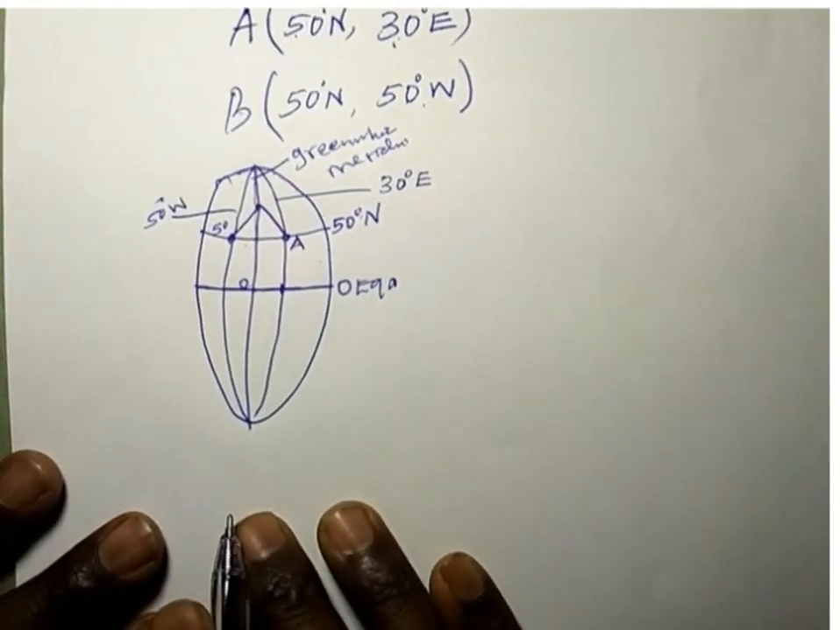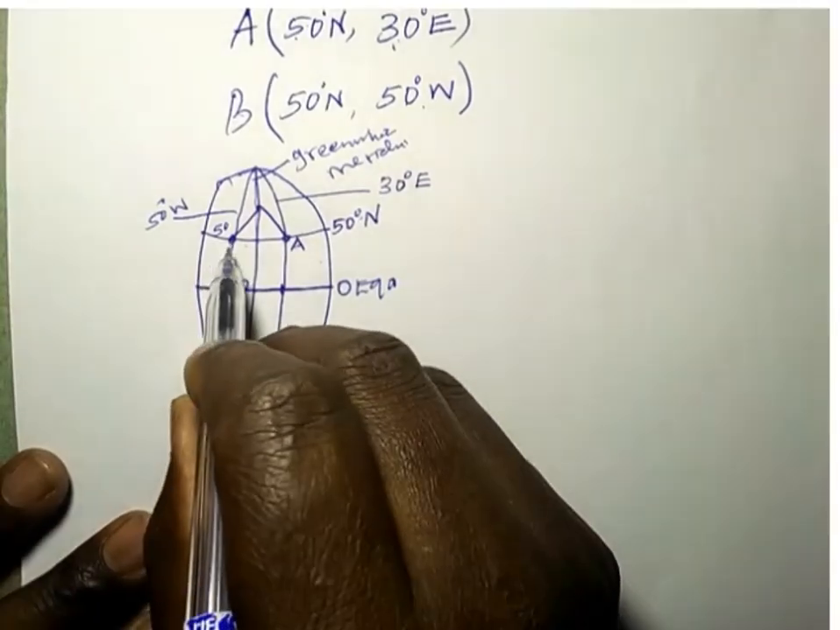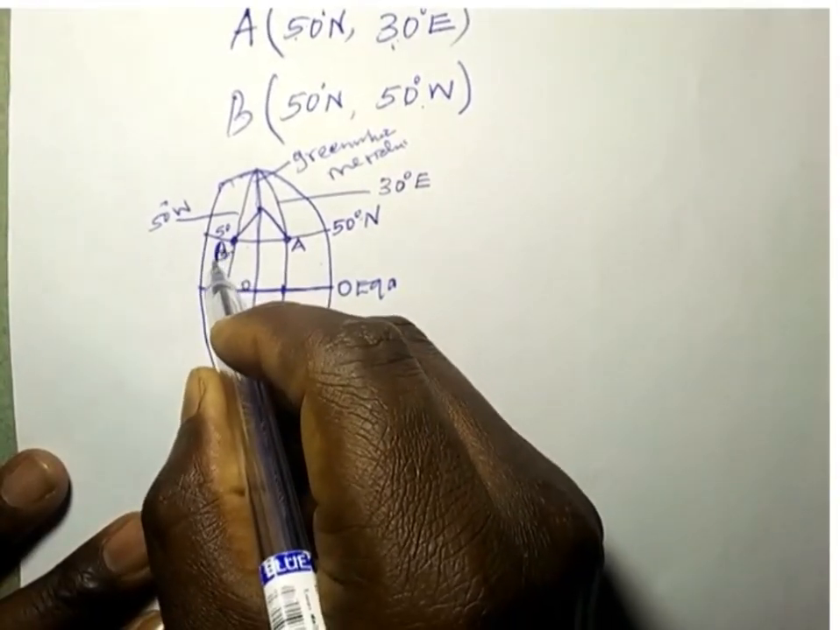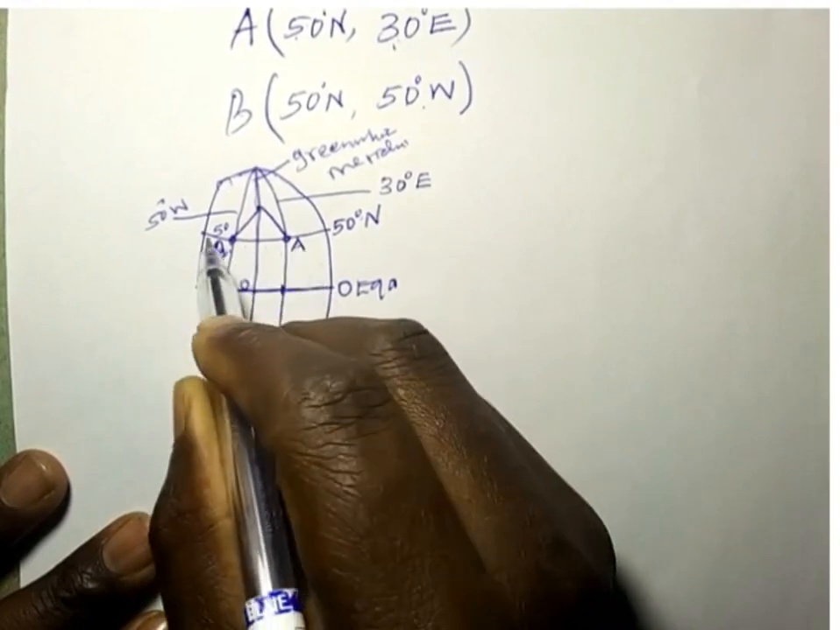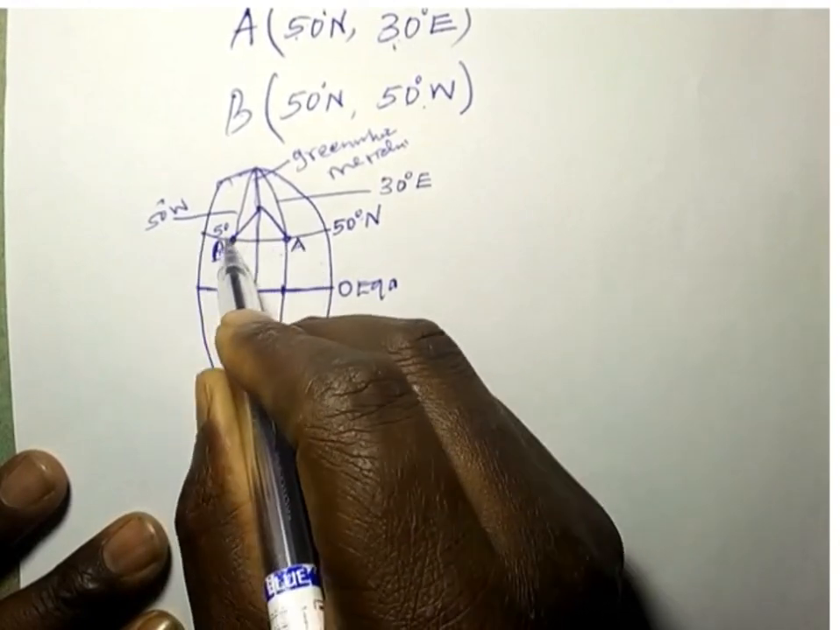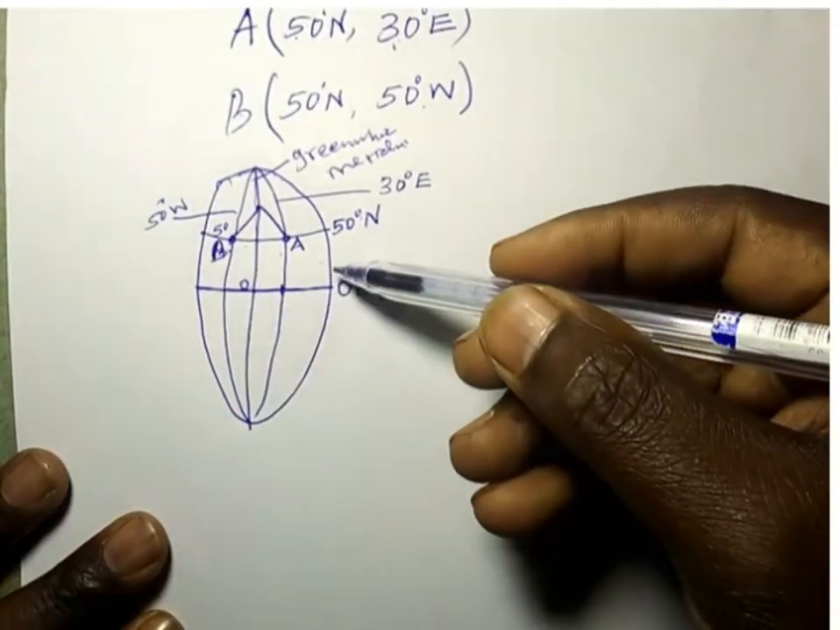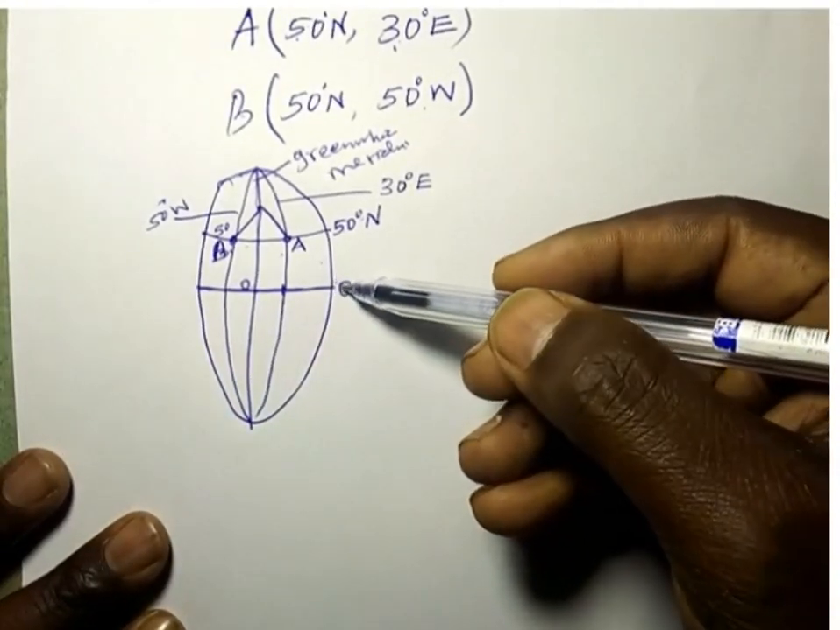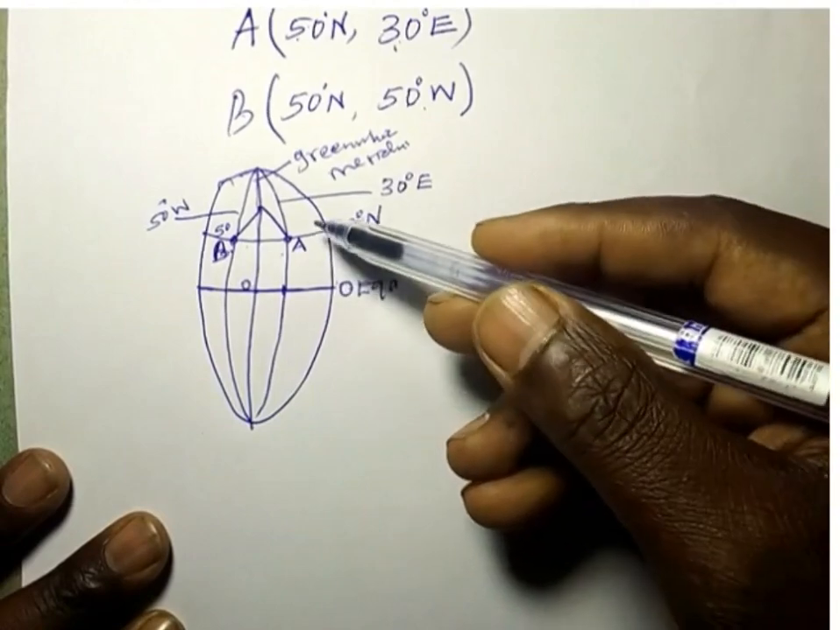So let me draw a point along the great circle. Point A and B here are on a small circle. Why a small circle? They are on latitude 50. All latitudes apart from the equator are small circles.